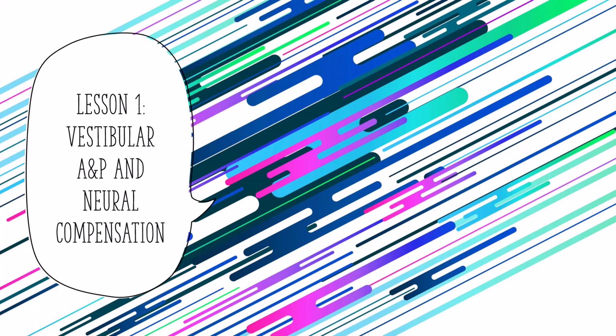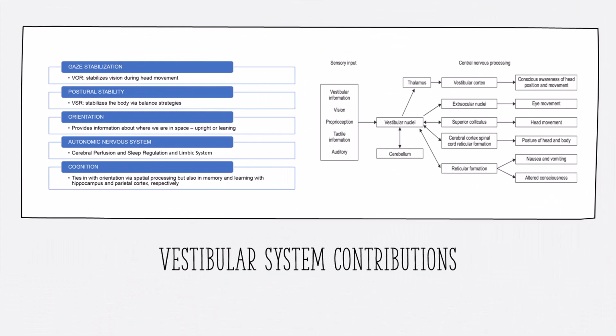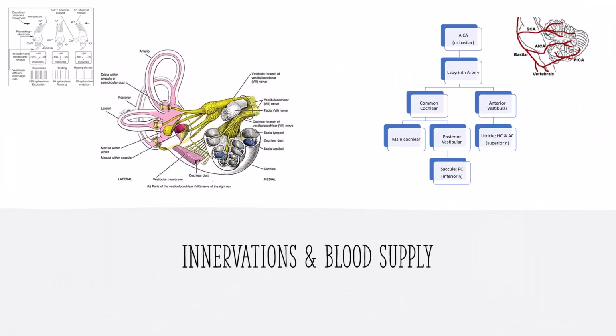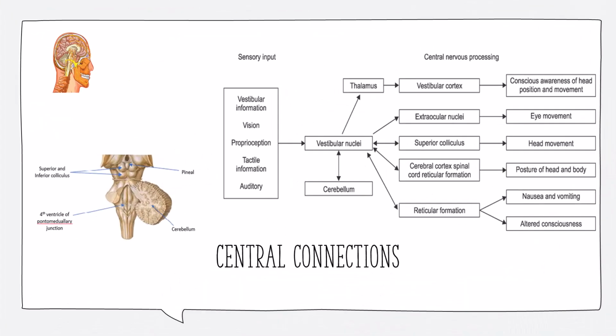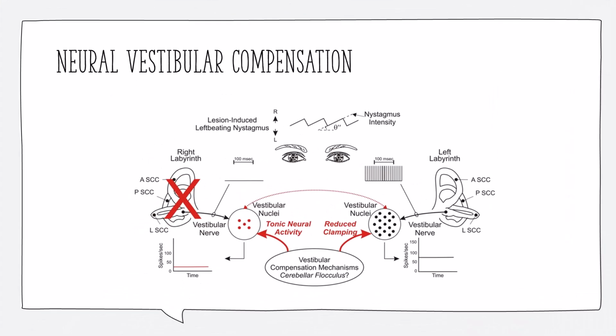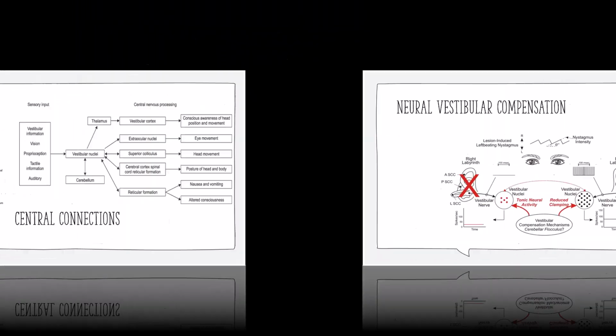managing vestibular disorders effectively. In Lesson 1, the topics of discussion are to best understand how the vestibular system works, which allows us to appreciate its role in maintaining balance and spatial orientation. This knowledge is crucial for diagnosing and treating conditions that affect these functions. In this lesson, we cover the role of the vestibular system, peripheral components, vestibular and cochlear mechanisms, innervation and blood supply, central connections and mechanisms, practical physiology of balance, and neurophysiology of vestibular compensation.